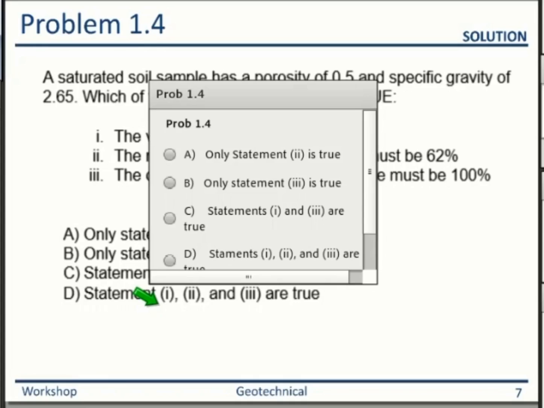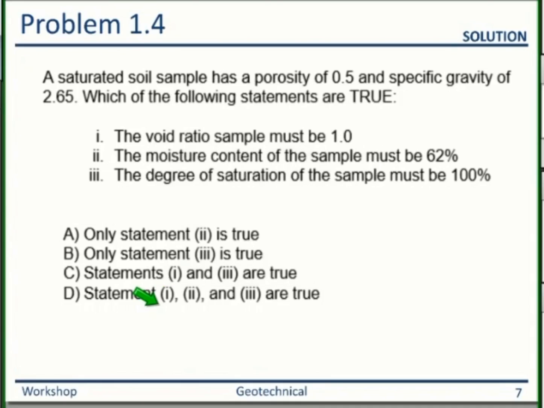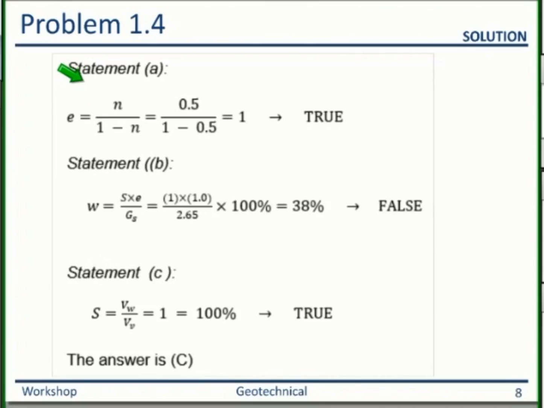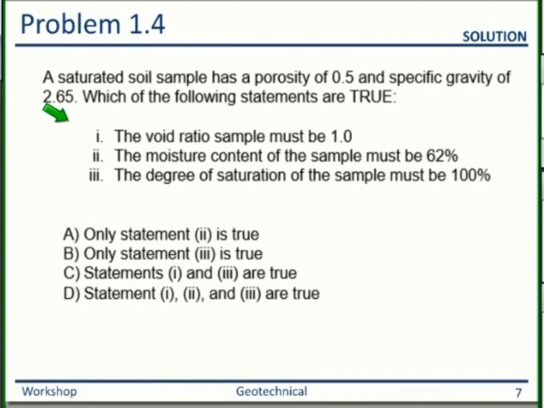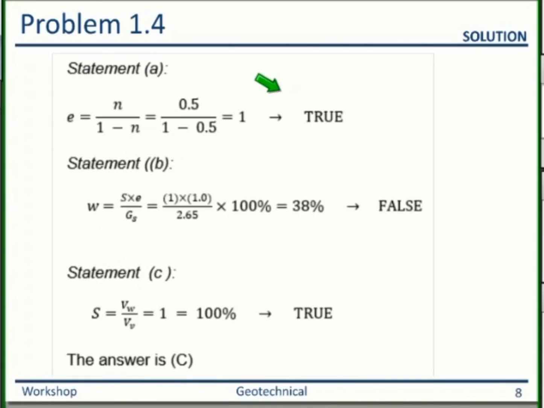Problem 1.2. I can see the majority says B is correct. Then there are 20% with E, 24% with D. So again, the sample is saturated, so the degree of saturation should be 1. Right? If you didn't know before, take it for granted now. When the word saturated is there, that means the degree of saturation is 1. That means the volume of voids is completely filled with water. Porosity n is given, not the void ratio. So since the porosity is given, calculate the void ratio, which is given by this.